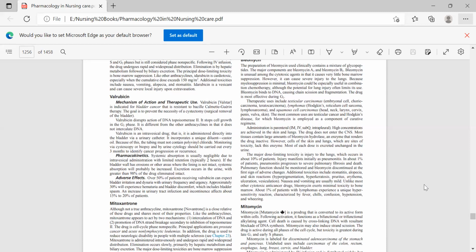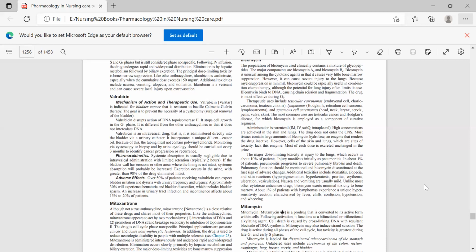If the bladder wall has erosions or other areas where the lining is not intact, systemic absorption will probably be increased. Excretion is by urine. Greater than 98% of the drug is eliminated intact, that is only 2% is available for therapeutic activity.